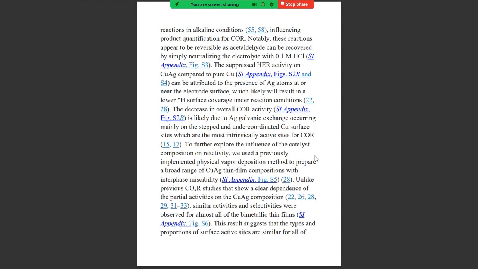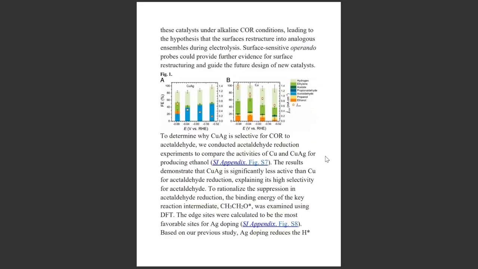To further explore the influence of catalyst composition, we used a previously implemented physical vapor deposition method to prepare a broad range of copper-silver thin film compositions with interface tunability. Unlike previous CO2R studies that showed clear dependence of partial activities on the copper-silver composition, similar activities and selectivities were observed for almost all of the bimetallic thin films. This result suggests that the types and proportions of surface active sites are similar for all of these catalysts under alkaline conditions.